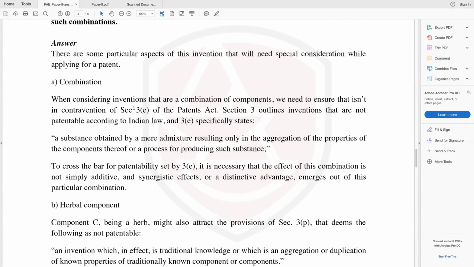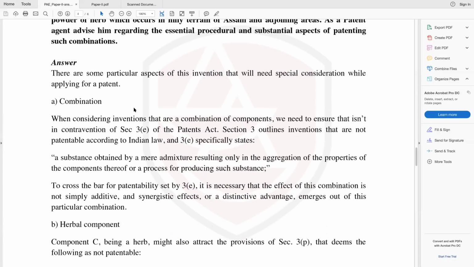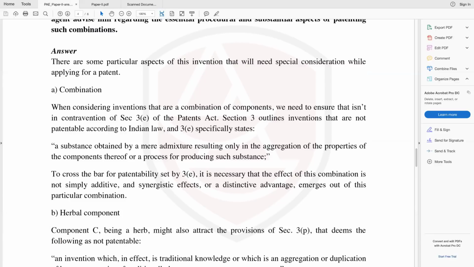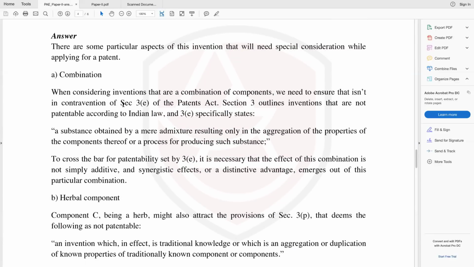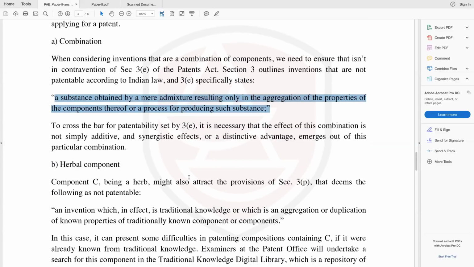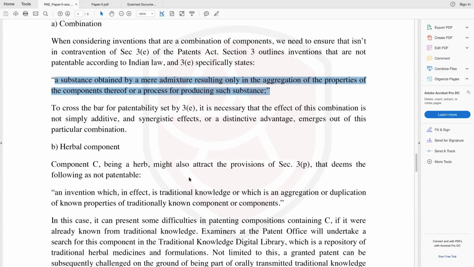Okay, so as you see, this is about the combinations. When considering the combinations, you should always think about section 3 of the Patents Act, which outlines what are not patentable according to Indian law. Section 3 specially states that a substance obtained by an admixture resulting only in the aggregation of the properties of the components or a process for producing such substance.